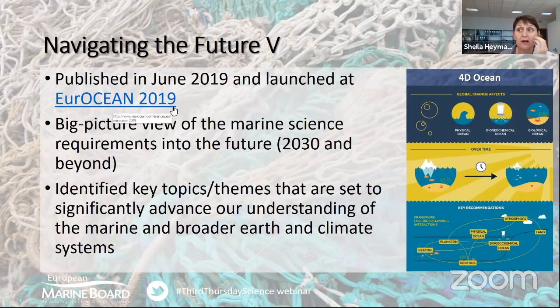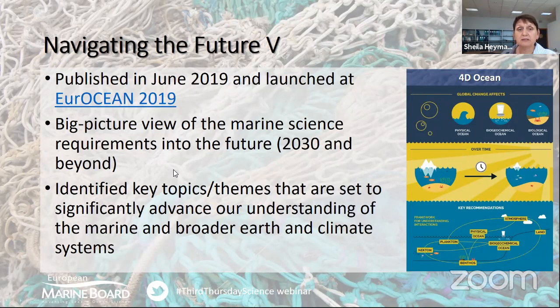Navigating the Future 5 was published last year in June, and we launched it at the EurOCEAN 2019 conference. It gives a big picture overview of what the marine science requirements are into the future, to 2030 and beyond. It identifies the key topics and themes that are set to be significant in advancing our understanding in the next decade.